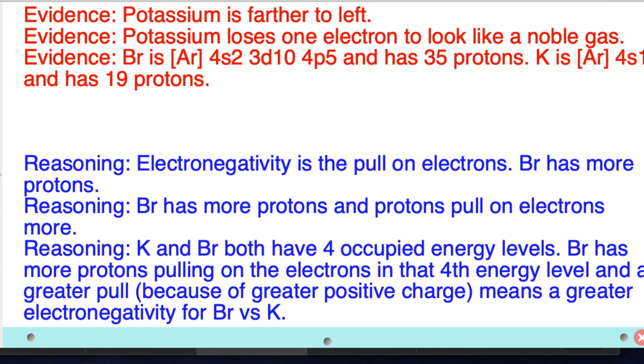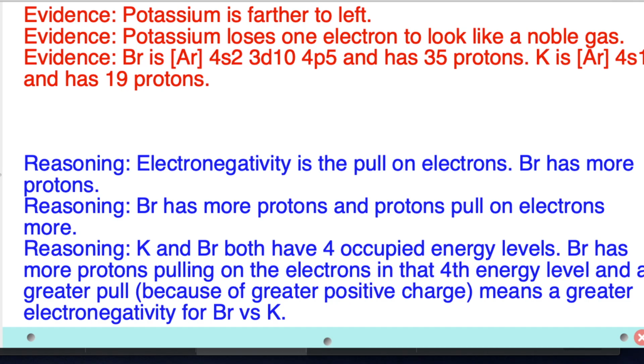Sure, but then you're just saying as long as you have more protons, then you're going to have a greater electronegativity. They're not connecting that they also have to think about distance from the nucleus. Both of them have 4 occupied energy levels. Bromine has more protons and a greater pull.